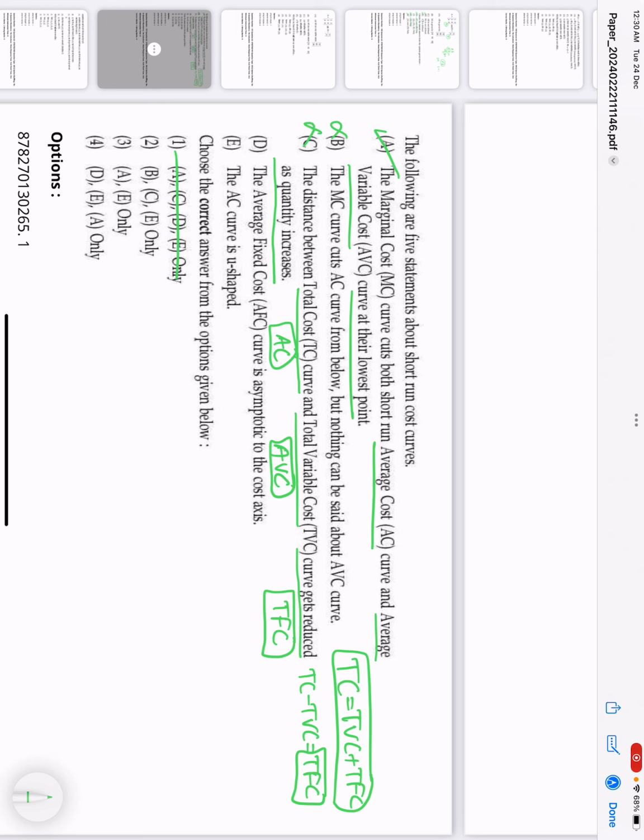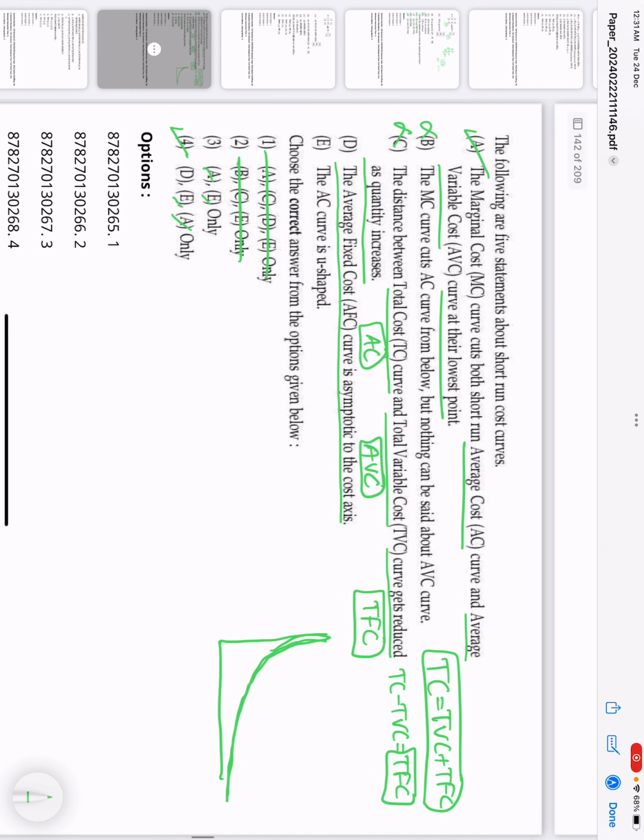So C. Now A and E are right. We need to look at these. D is asymptotic to the cost axis. Okay, this is true as well because average fixed cost keeps on falling. It's a rectangular hyperbola only. So our answer would be D, fourth part.